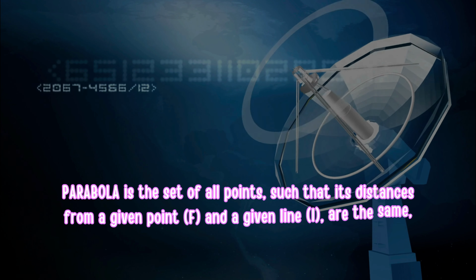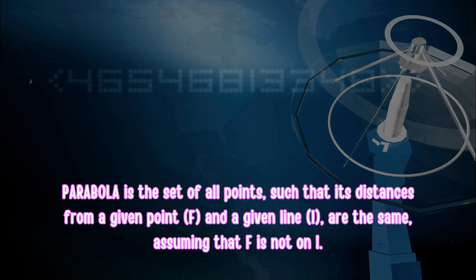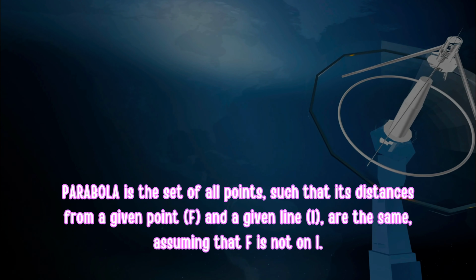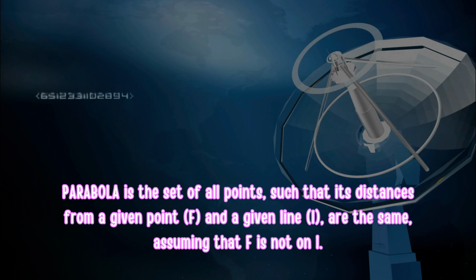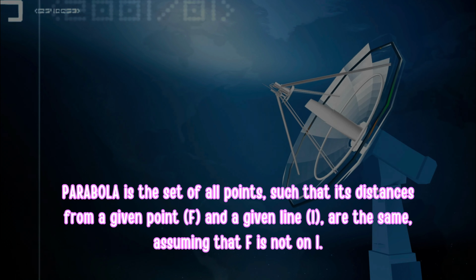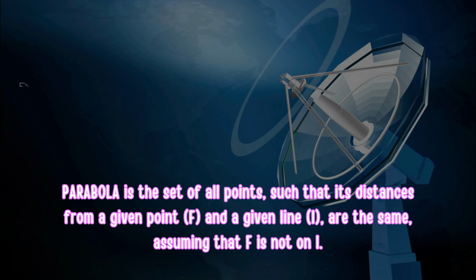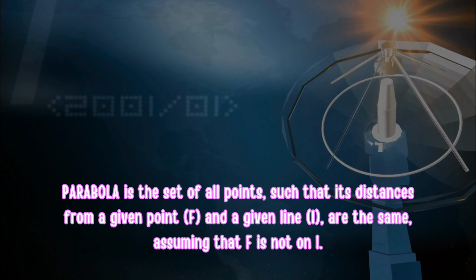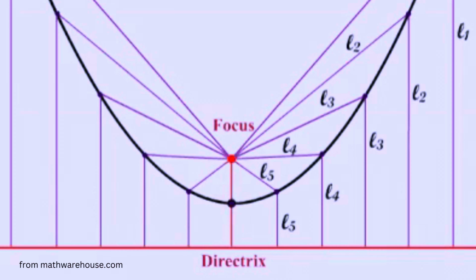A parabola is a U-shaped plane curve formed by the set of all points such that its distances from a given point F and a given line L are the same, assuming that point F is not on line L. Point F refers to the focus, while line L refers to the directrix, the two important parts of a parabola. Notice that the focus is always inside the parabola, while the directrix is opposite to the opening of a parabola.